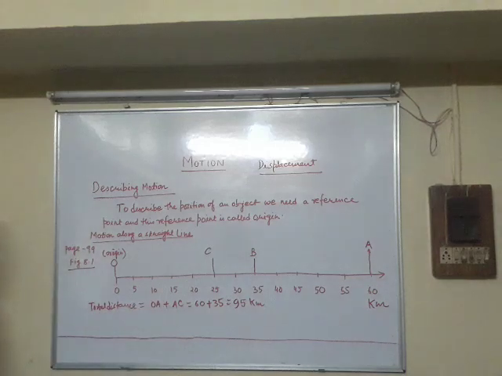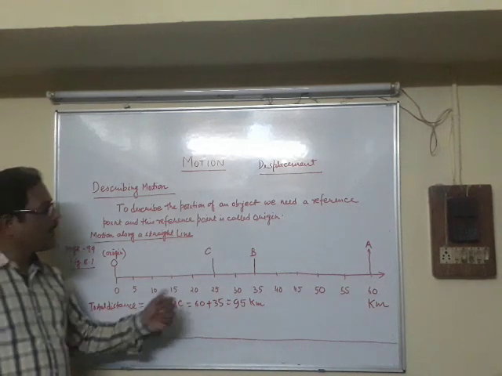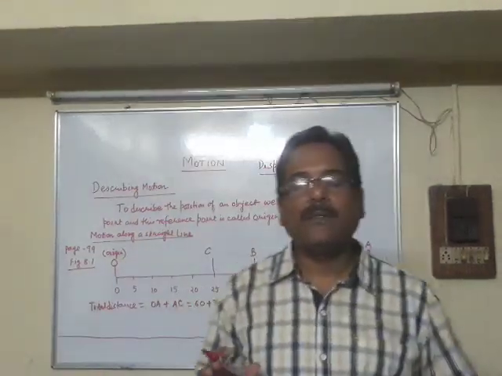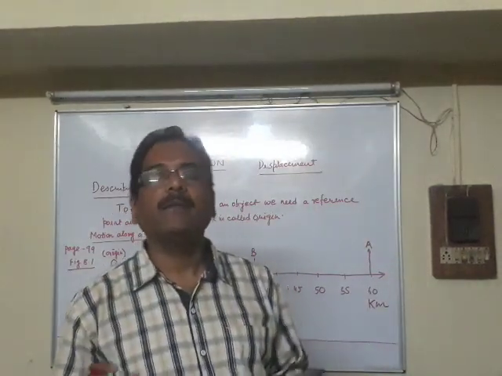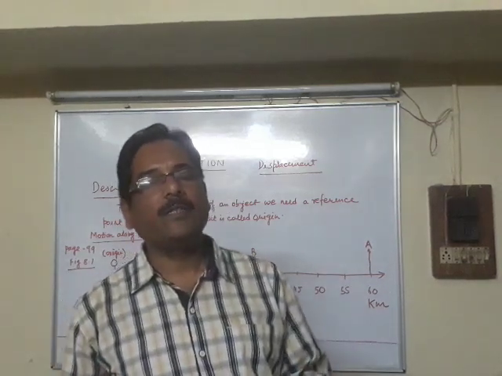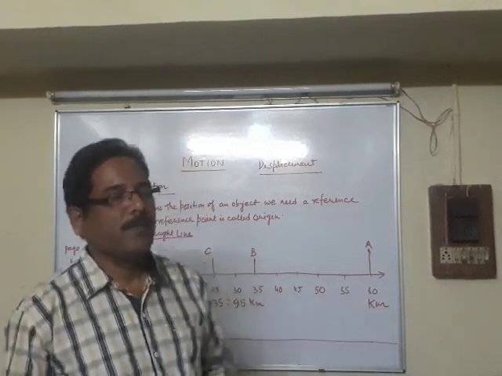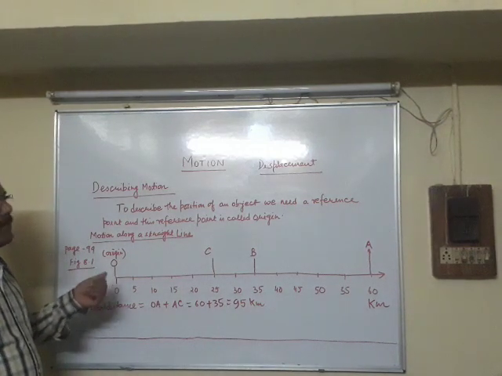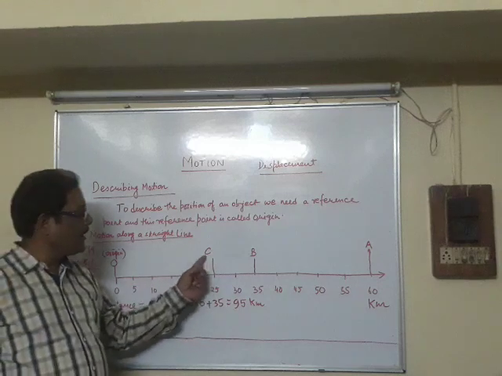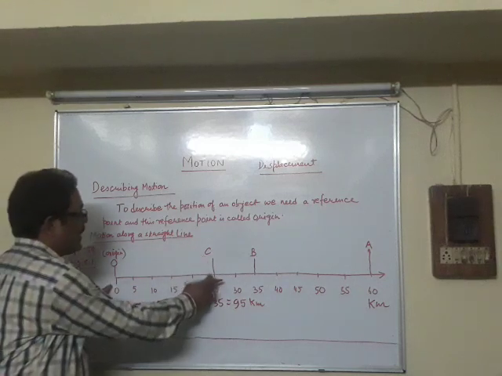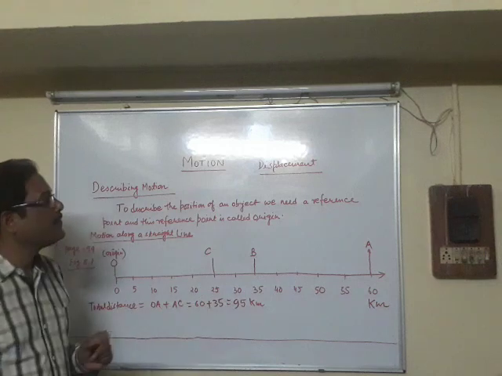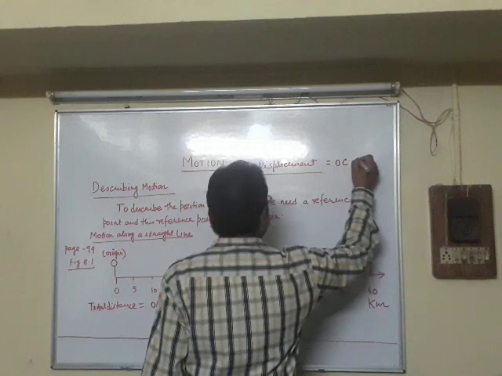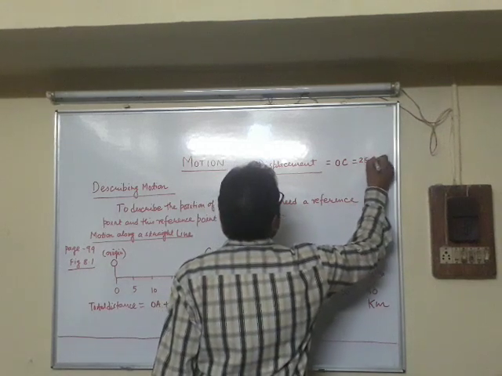Displacement. Total distance we have calculated is OA plus... So you can ask what displacement is. Displacement is the shortest straight line distance between initial and final point. So the initial point is O, the origin, and the final point is C. And what is the straight line distance between these two points? OC. So displacement is OC and it is 25 kilometers.